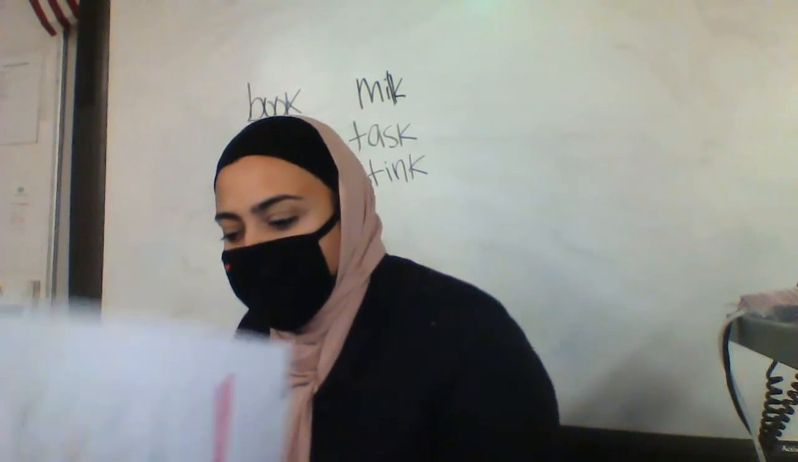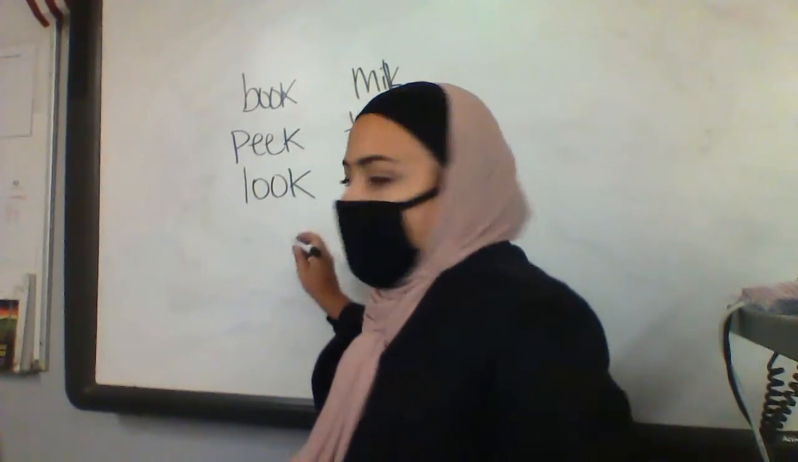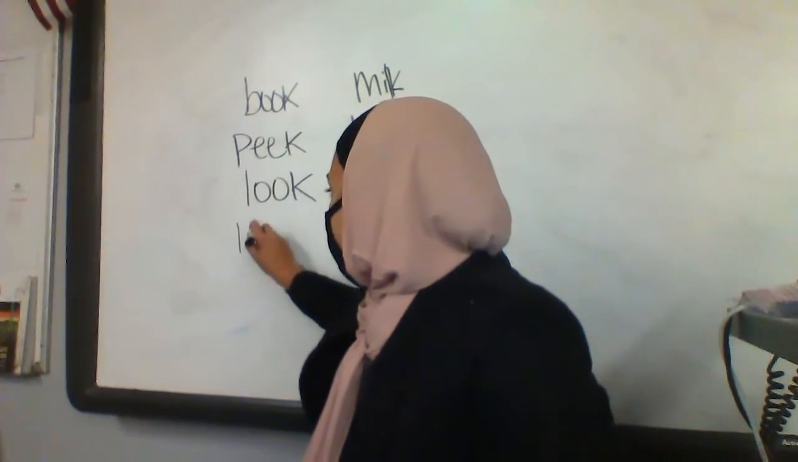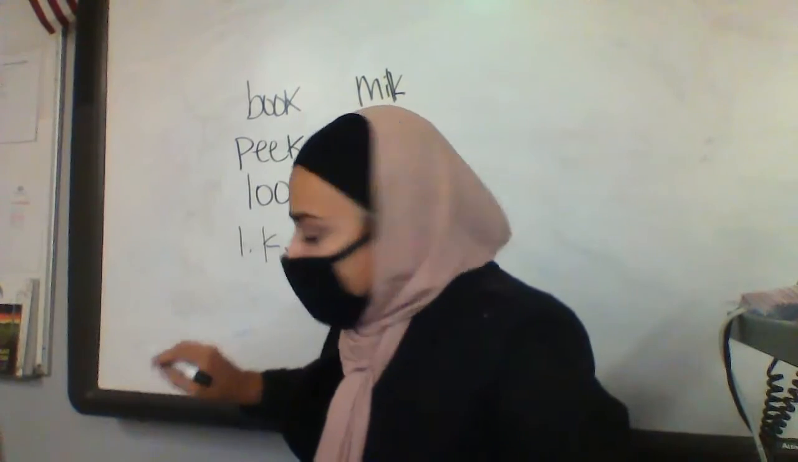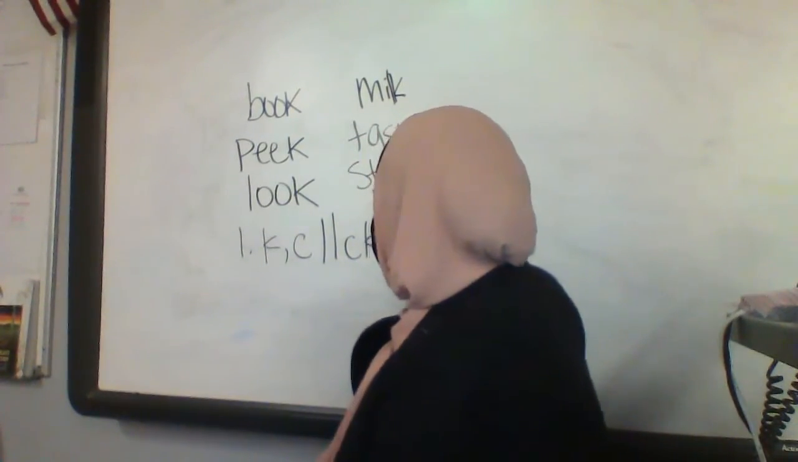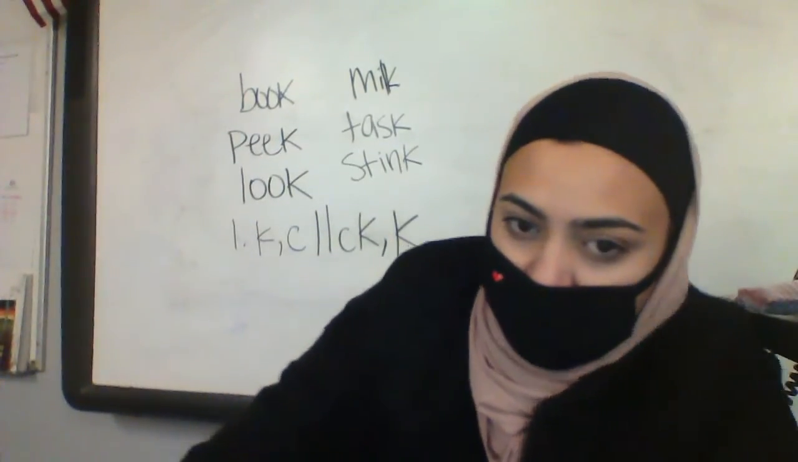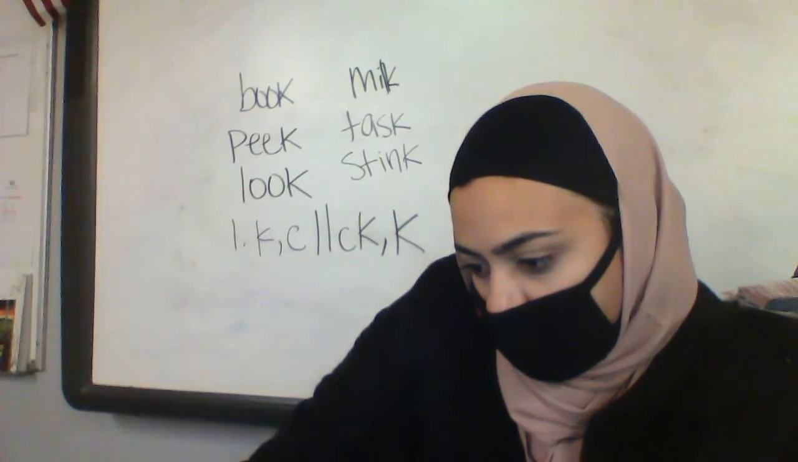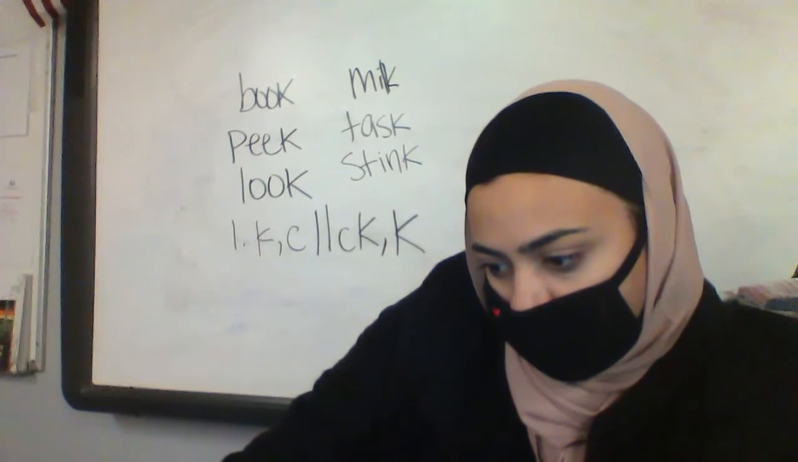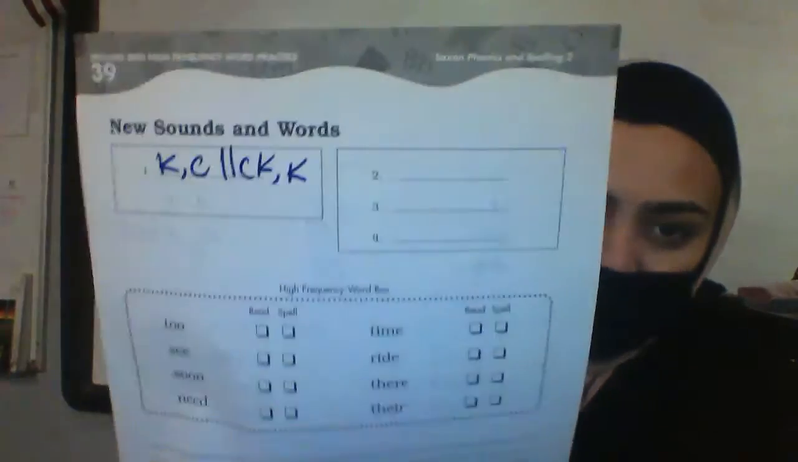Okay, very good. Now let's go to our spelling high frequency word paper. Let's flip it over to where it says new sounds and words. The new sound and word we learned that should go under number 1 is K, comma, C, final C, K, comma, K. That whole answer is your answer for number 1. It should look like that.